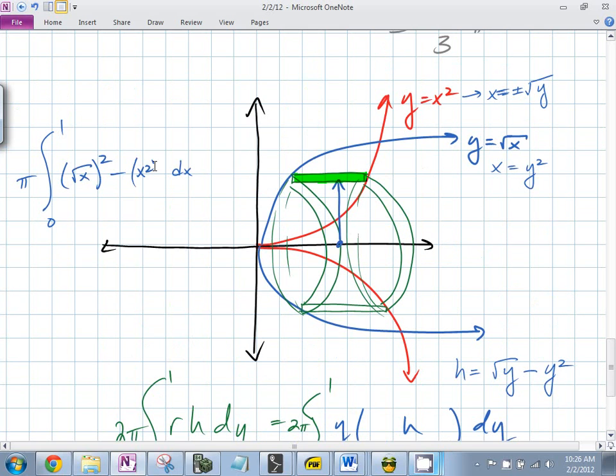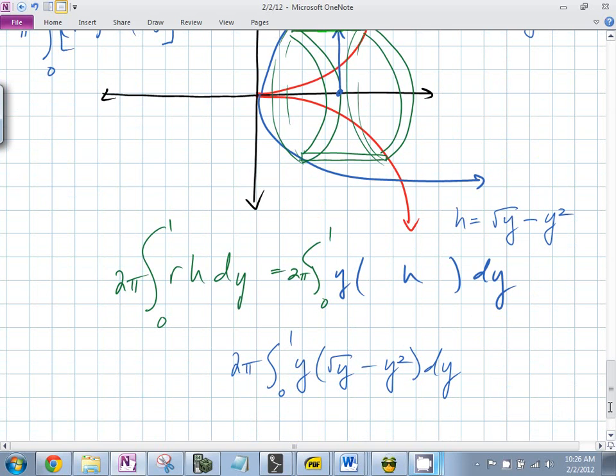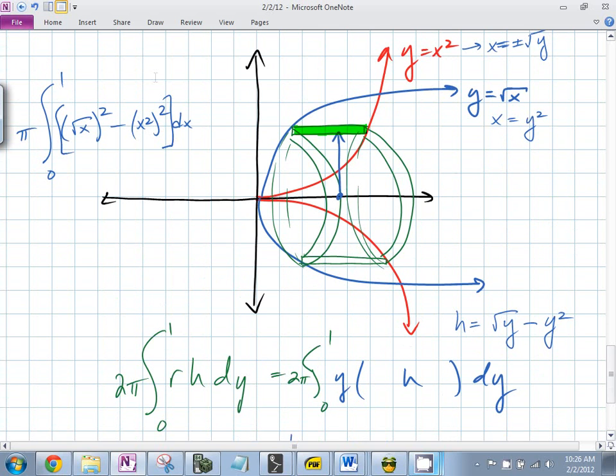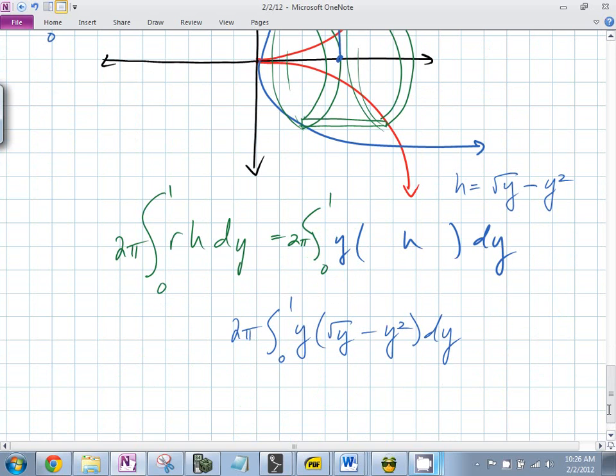They're just different ways of going about the same problem. You just need to recognize sometimes one will be easier than the other. And sometimes you'll be prompted, use cylindrical shells here. 2 pi? How many of you got 2 pi? Can't be negative. 2 pi? Yeah, 2 pi. Good. Okay.